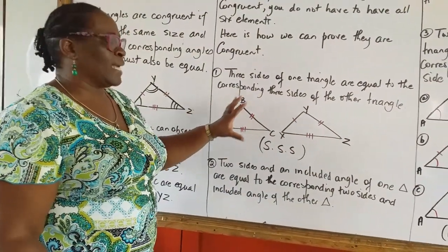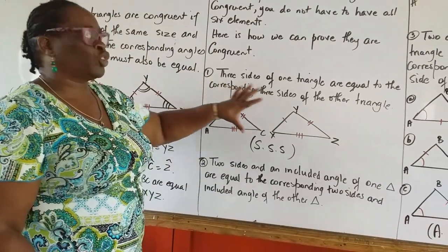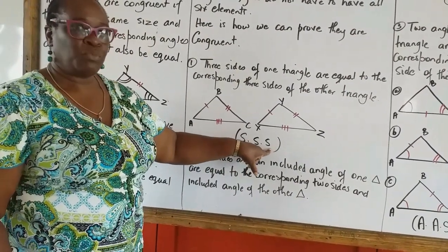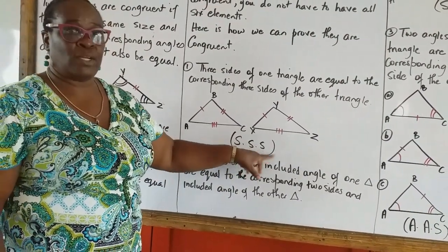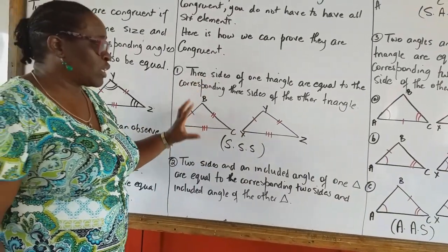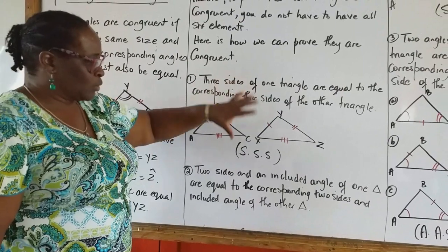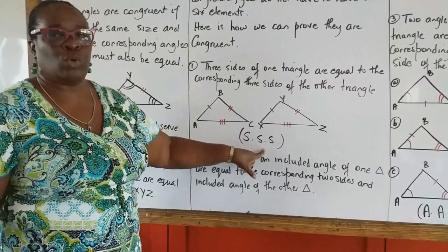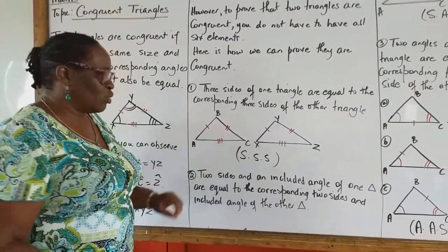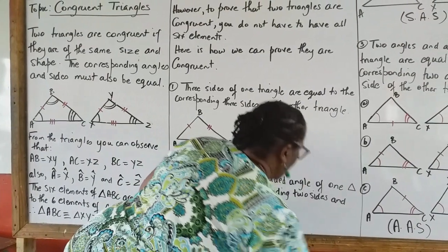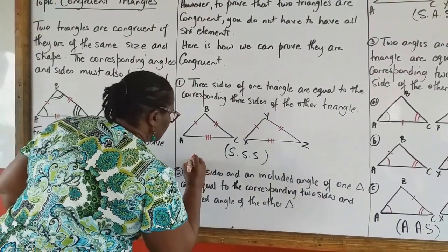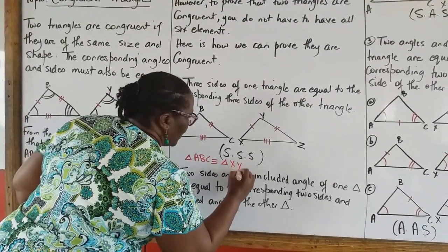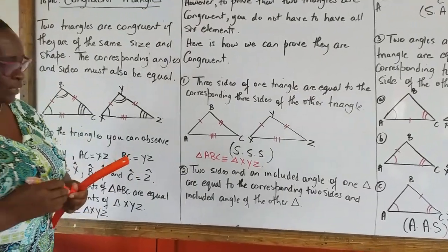Since the corresponding sides are equal, these 2 triangles are congruent. How do we write it? We write S, S, S, which means side, side, side. All 3 corresponding sides are equal. So when you have proven that all 3 corresponding sides are equal, this is how you would write it: S, S, S. And then you would write that triangle ABC is congruent to triangle XYZ. So that is how you would do it.